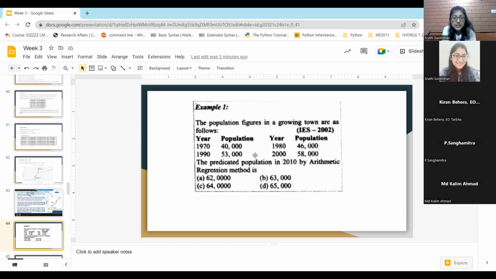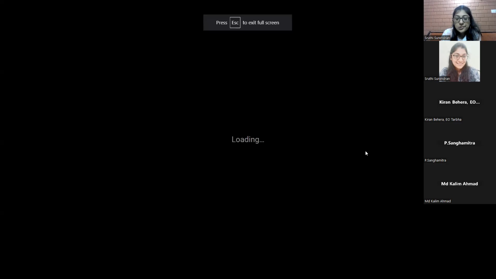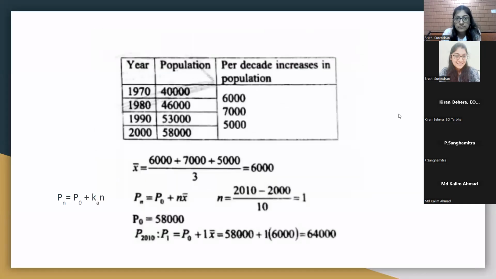Mujahid has also said C. Does anyone else have an answer? Let me see. Sangamitra, Sati Babu, Kaleen, do you have an answer? Okay, I'll move on to the solution. Sangamitra also said C. So this is how it is solved.